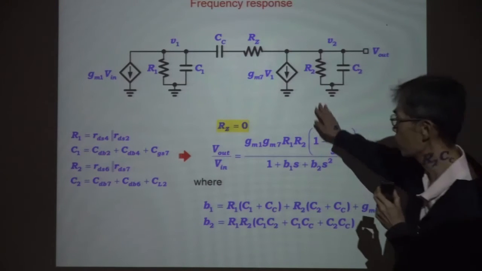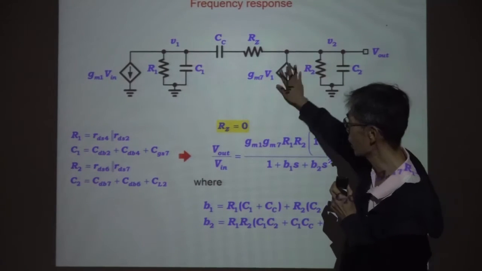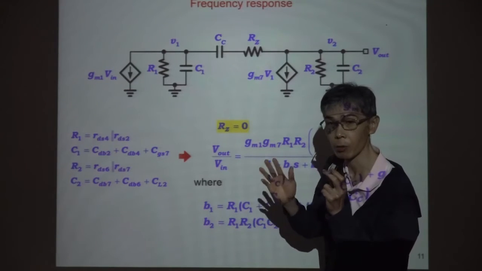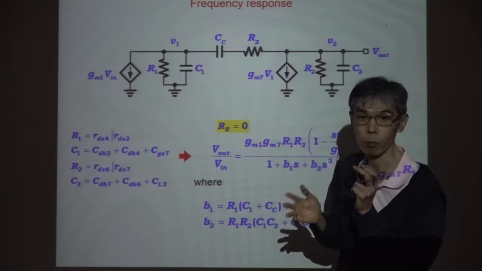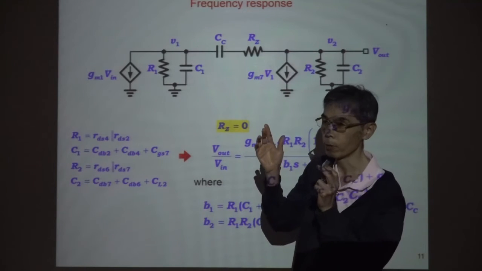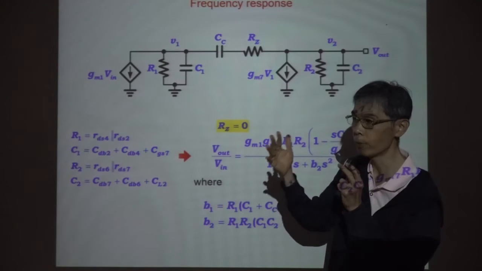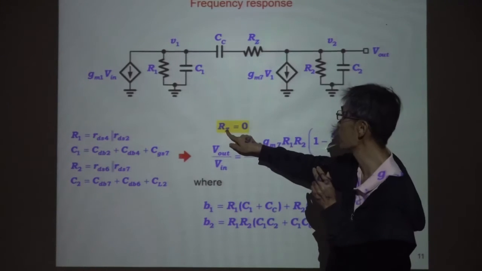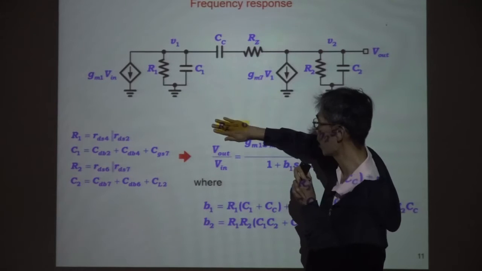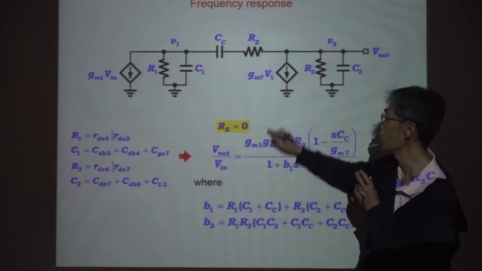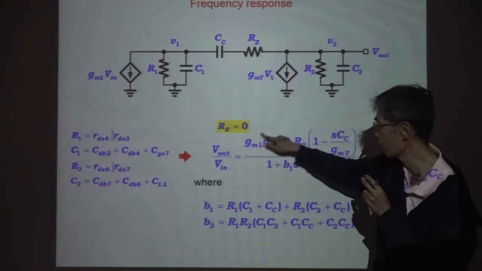So this is a small signal model. Using this model, we assume we want to simplify our equation. Remember, we always start with approximation. We make everything simple first. So we take RZ equals 0, no RZ. Then derive V out divided by V in. Using this circuit model, we can get this one.